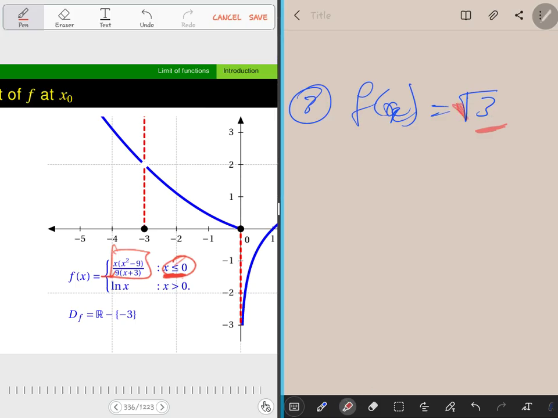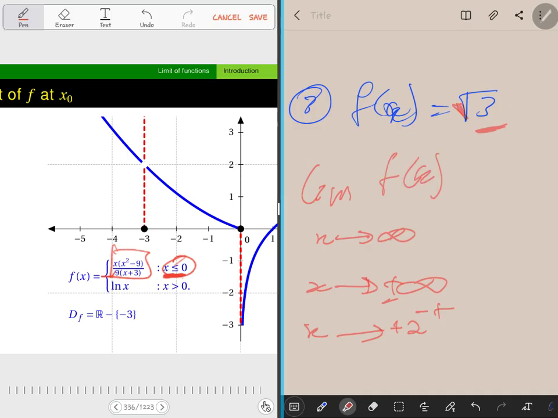So that's why the limit of this function, even if you're approaching 50, or positive or negative infinity, or approaching positive 2 from the left side or the right side, is the same, because the function is root of 3. There's no x in the function. The function is not dependent on x. That's why the limit is still root 3. This is a constant function.